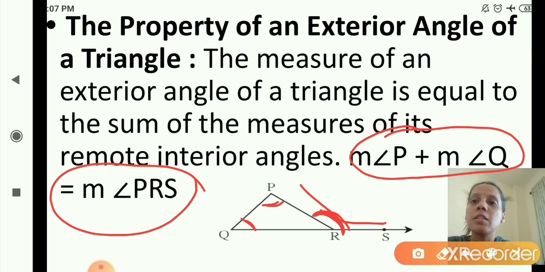We have seen the property of an exterior angle of a triangle. The measure of an exterior angle of a triangle is equal to the sum of the measures of its remote interior angles. So which are the remote interior angles? That is angle P and angle Q. So the measure of angle PRS is equal to measure of angle P plus measure of angle Q. I hope you are clear with this.